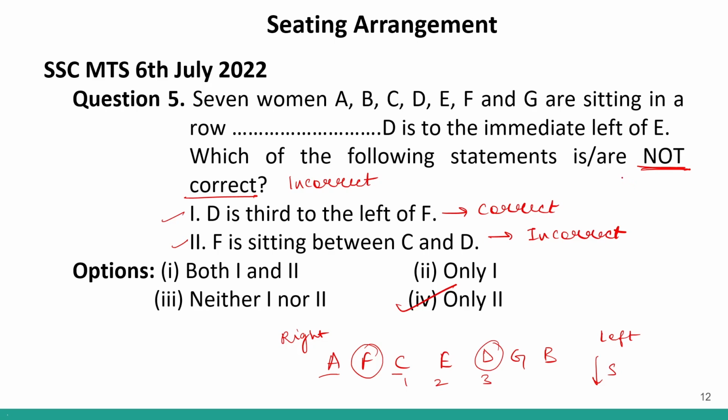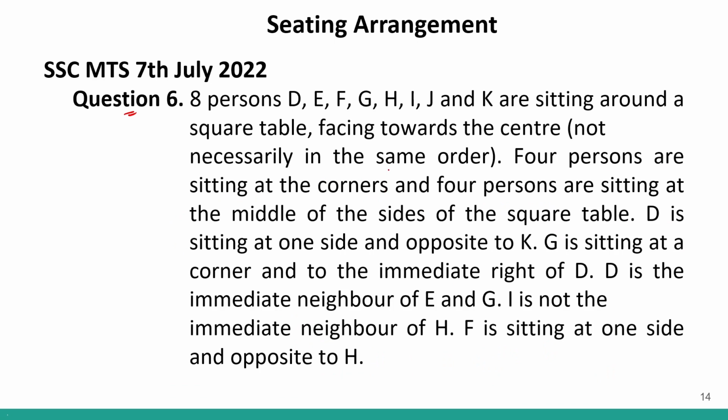Okay, so my answer will be option number 4, only 2. Now let us come to question number 6. Question number 6 says that there are 8 persons D, E, F, G, H, I, J and K that are sitting around a square table.